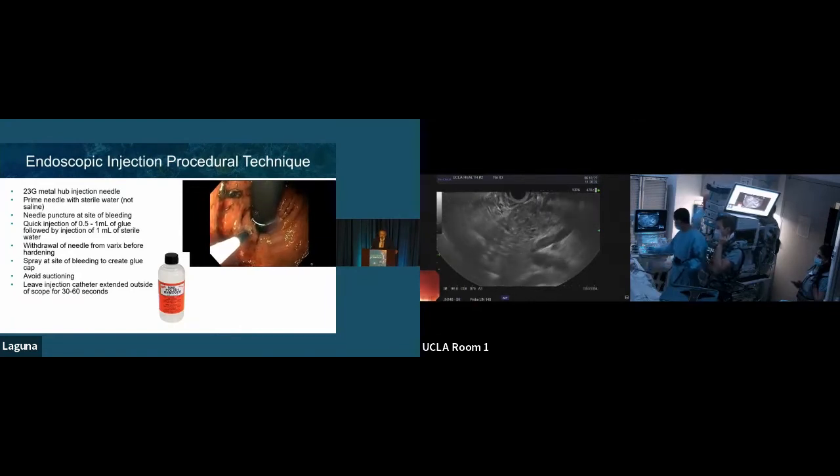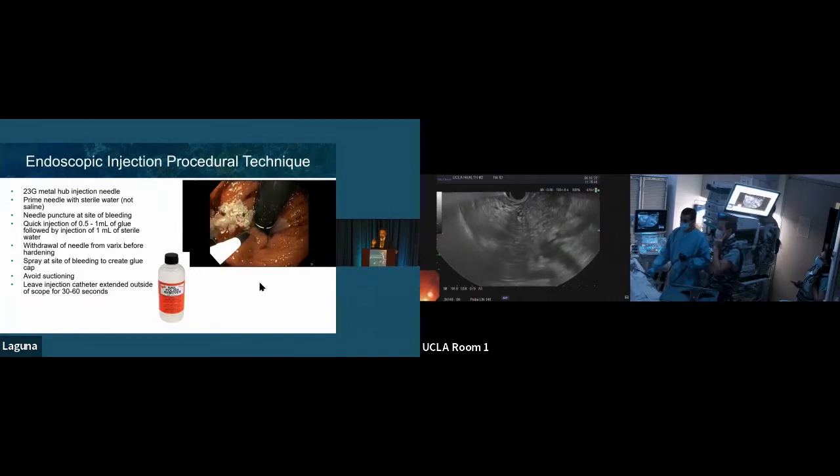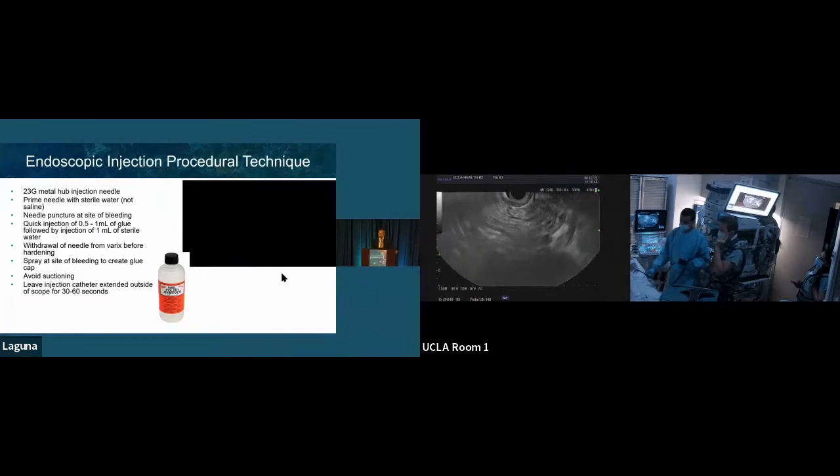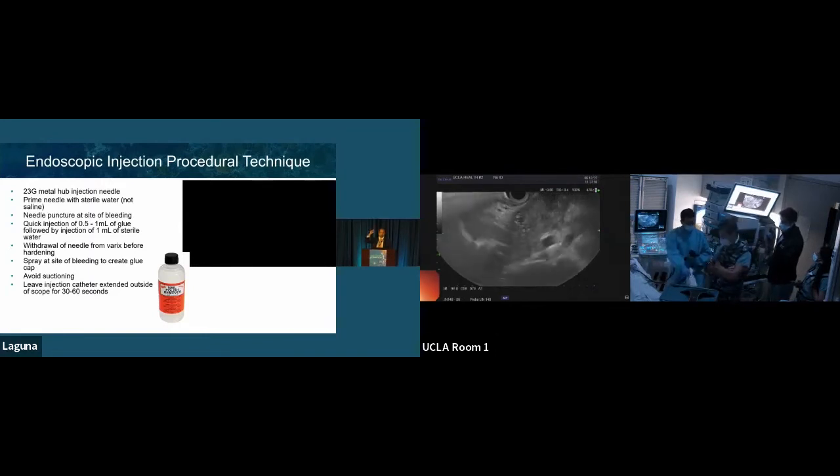And sometimes, if you're trying to be clever, and I like to do this, you can give a little spray of glue at the end as you're coming out, and that gives you a cap on the mucosal surface. That tends to help with either the needle getting impacted or some back bleeding as you pull out. And once you're done, obviously avoid suctioning glue into the channel. Basically we leave the catheter out of the scope and then pull everything out, and that way we avoid pulling the needle back into the channel and getting glue caught in there.